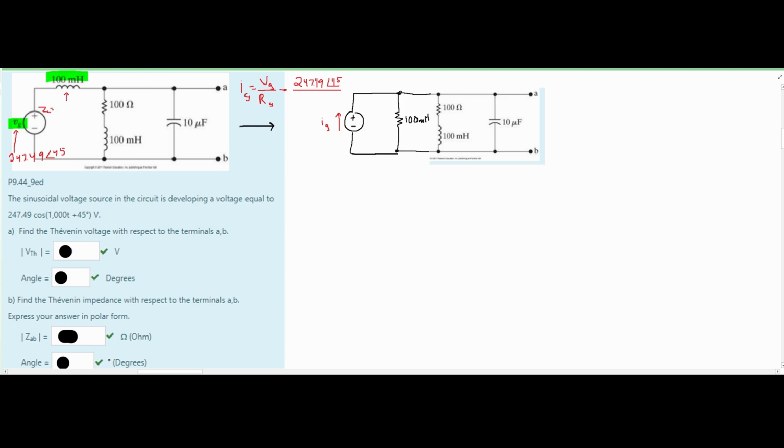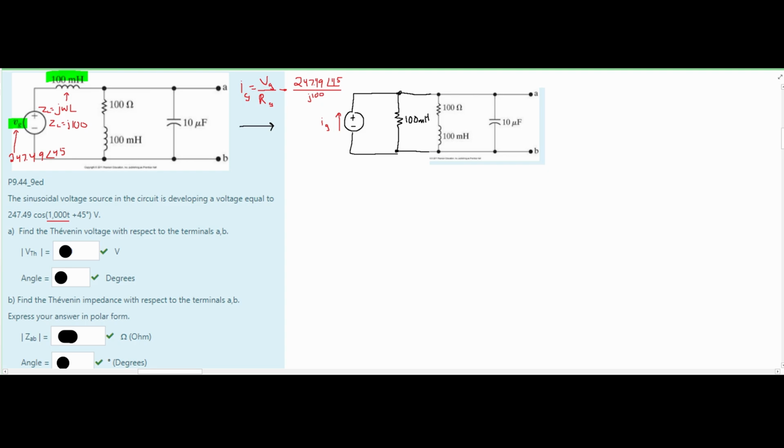And the Z of L is going to be our J times our omega times the inductance. This formula is also in the notes with an explanation of it. We know our omega to be 1000. So we are going to have 1000 times 100. And since we're dealing with millis, we want to put it in just henries, so we're going to multiply this by 10 to the negative 3. And this is going to give us a Z of L of J times 100. So all of this up here is going to be over J times 100.